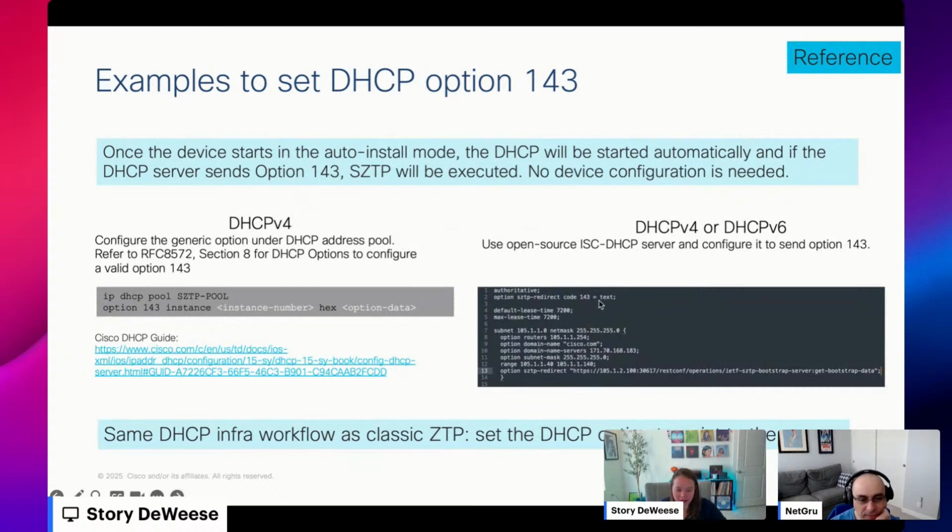Yep, exactly. So here's where we're doing the ZTP option. And now if we were using classic ZTP, instead of using option 143 here or here, we'd be using option 67. And that's just telling us, okay, go here to find the Python script instead of go to this location to find all your bootstrapping data. It's a major difference here.